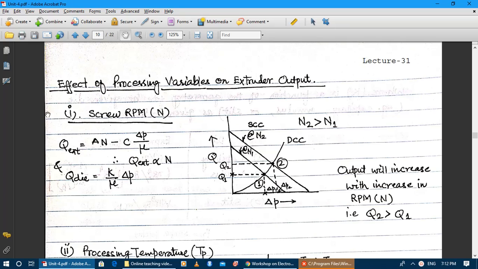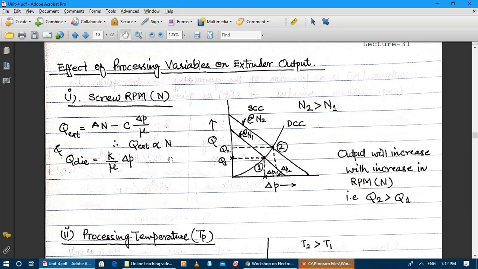First of all, let us examine the effect of screw RPM. We know that the output of the extruder is given by equation number 2 in the previous notes, Q = AN − c ΔP/μ. From this equation, the extruder output is directly proportional to the RPM, capital N, and the die output, or the flow rate of the die, is given as K ΔP/μ.